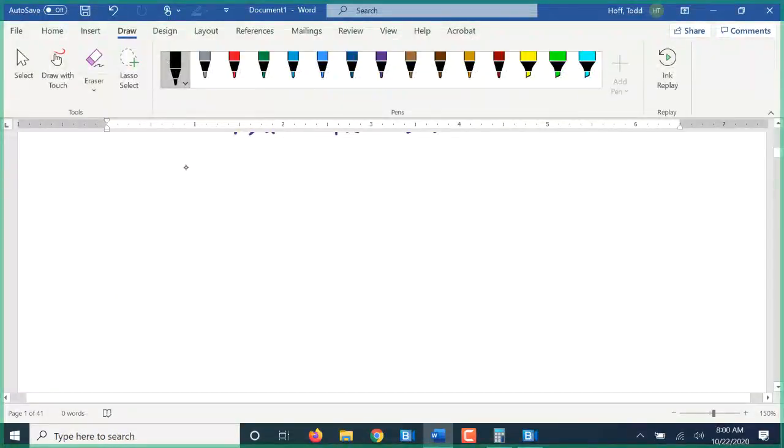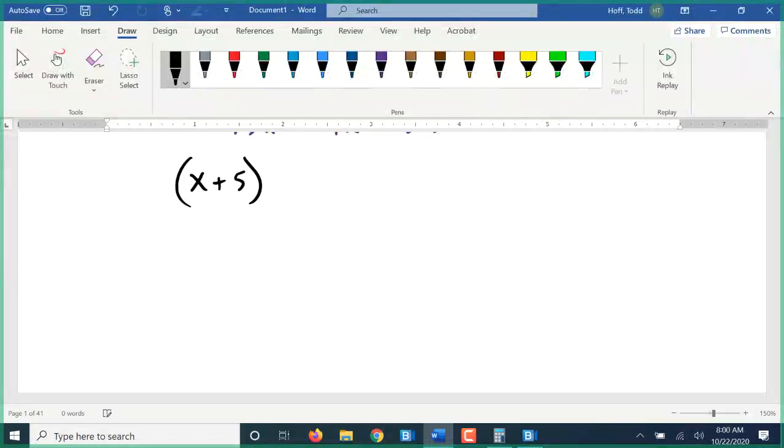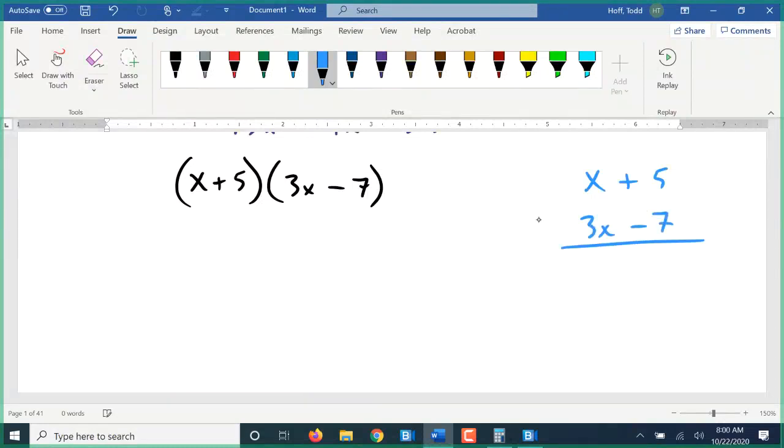We might have 2 multiple digit numbers, like x plus 5 times 3x minus 7. Again, we could just write this off to the side and multiply this like we would any other number. Just like we did when we put our whole numbers in long form back in the first week. We can do the negative 7 times 5 is a negative 35. Negative 7 times x is a negative 7x.